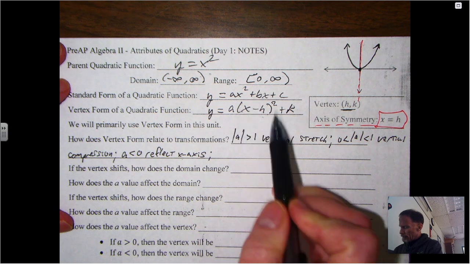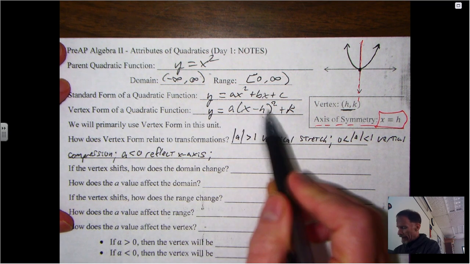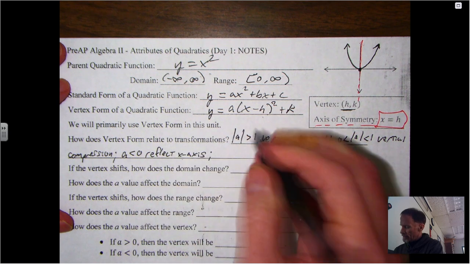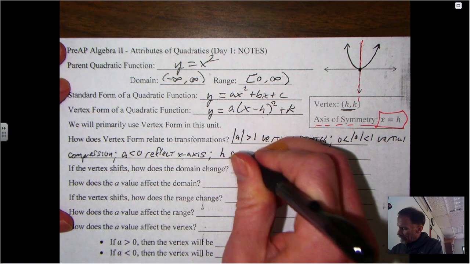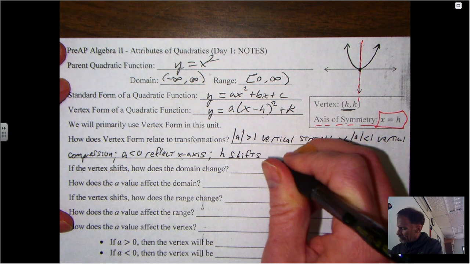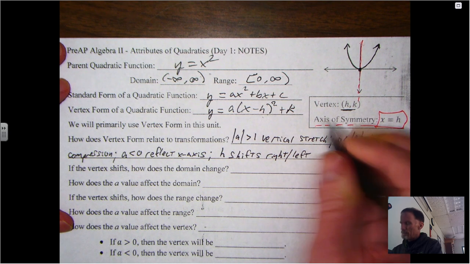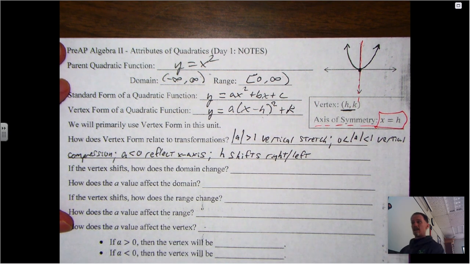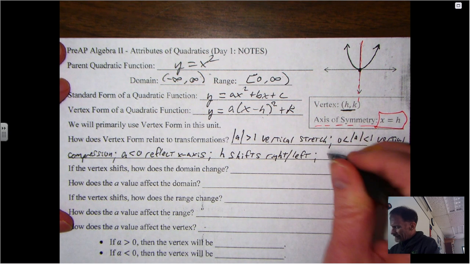H, if you remember from your parent functions, or even from the last unit on absolute value functions, is our left and right shift. So h is shifting left to right. And remember, it looks backwards when you see it in the equation, and we'll see some examples of that in just a minute. And then k is your up and down shift.